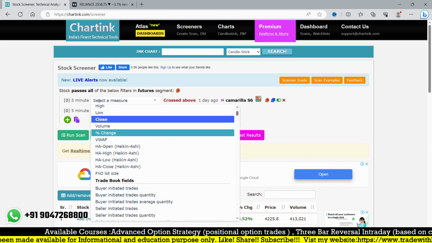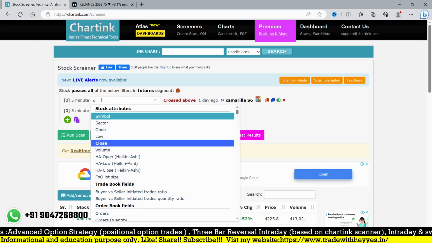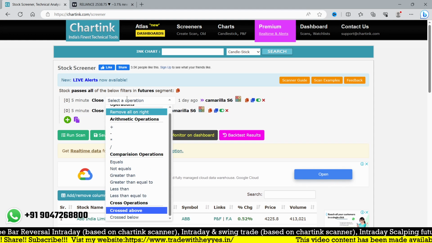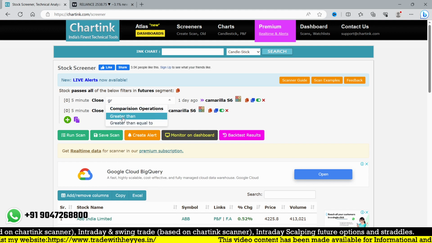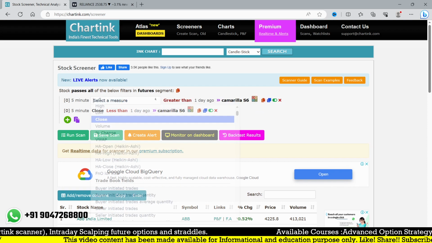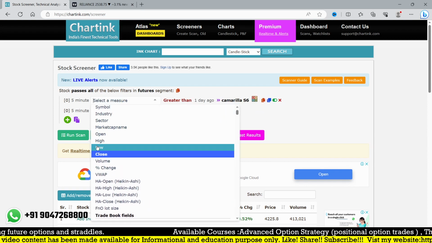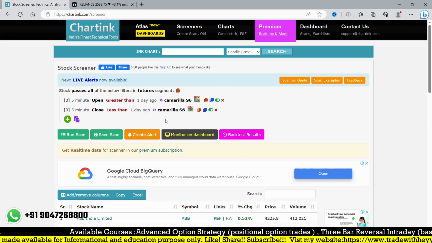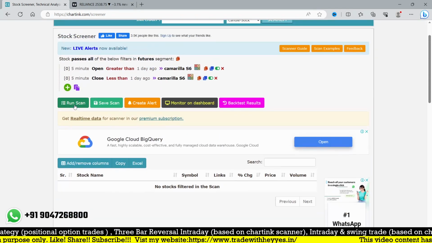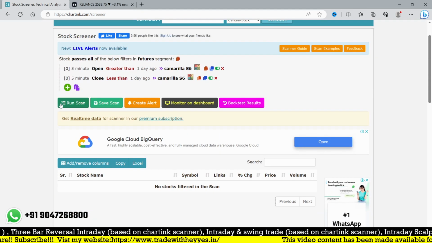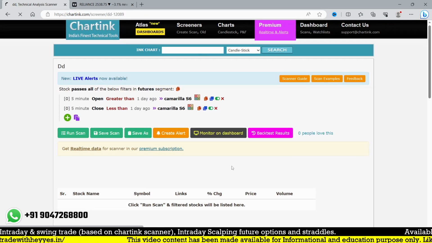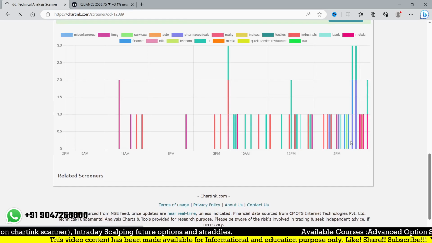Sorry, the open is one of the scanners, 15 minutes open greater than, yeah, open, and it must be close. If you use it, there will be very few stocks, only at that exact point when it triggers. So let me save it as a test to see if you can find any breakdown.